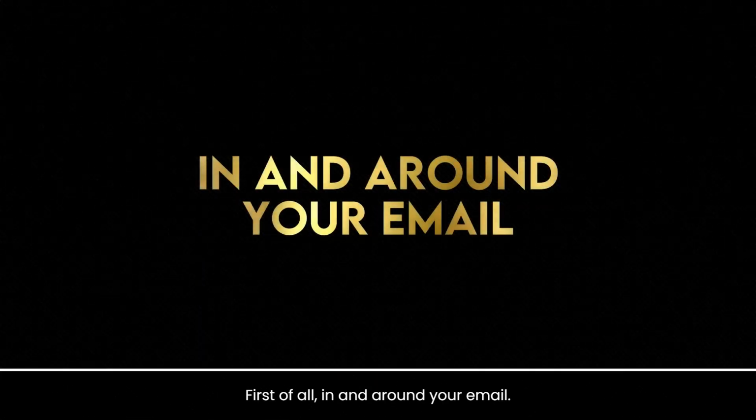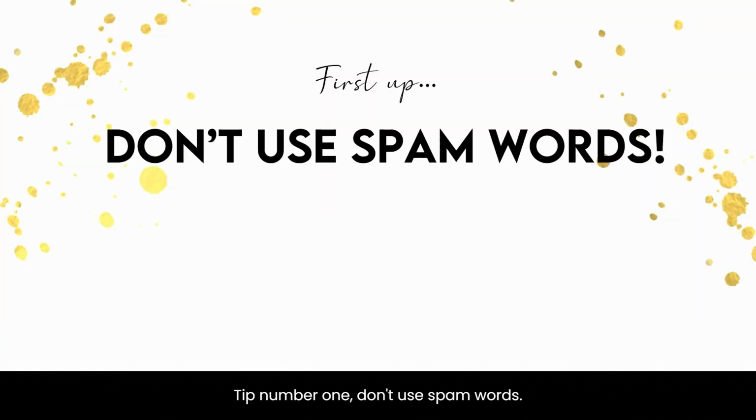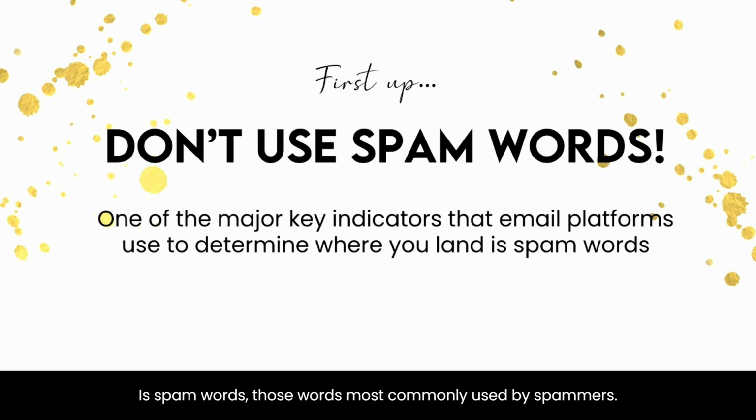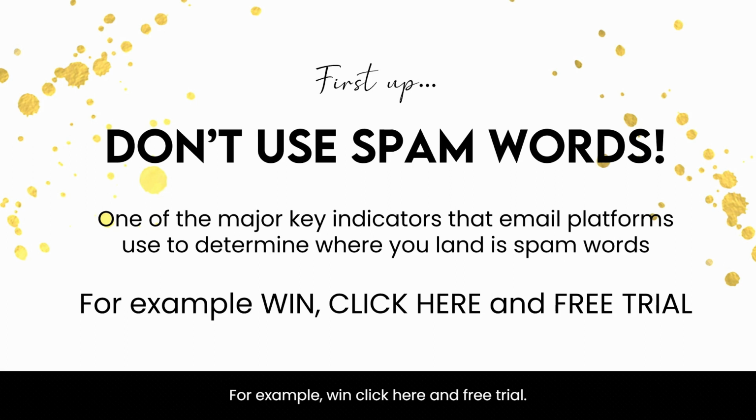First of all, in and around your email. Tip number 1, don't use spam words. One of the major key indicators that email platforms use to determine where you land is spam words. Those are words most commonly used by spammers. For example, win, click here, and free trial. Even just writing in capital letters can suggest a message is spam.